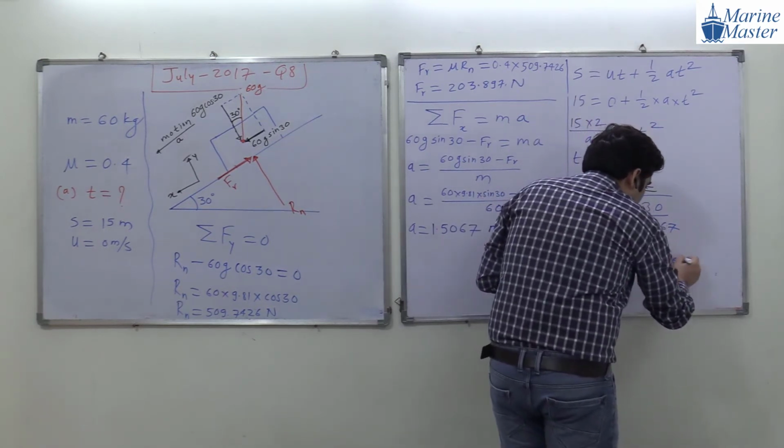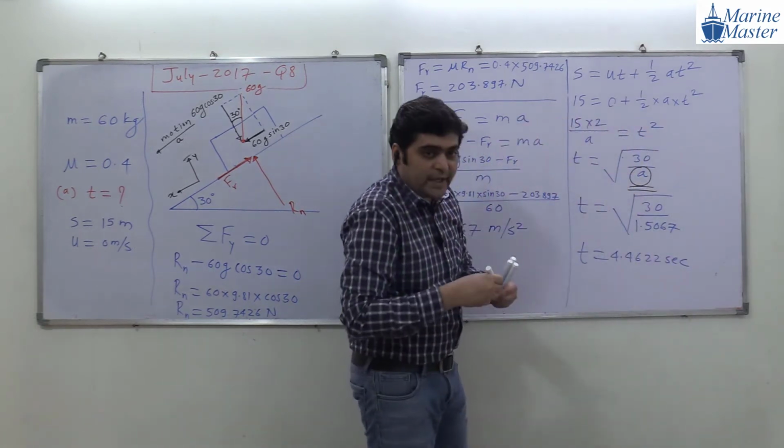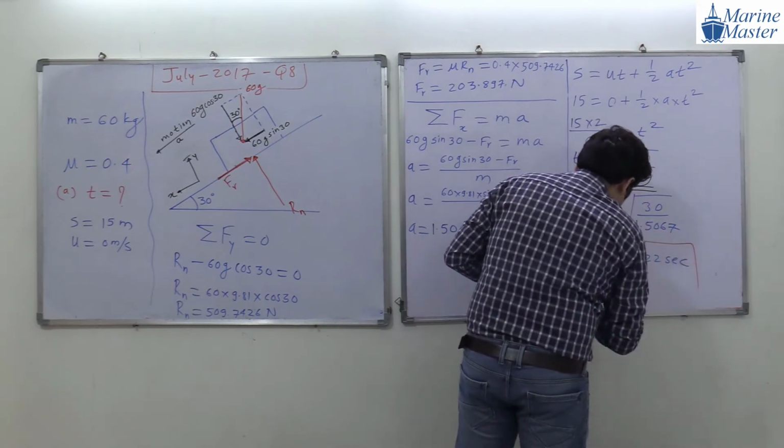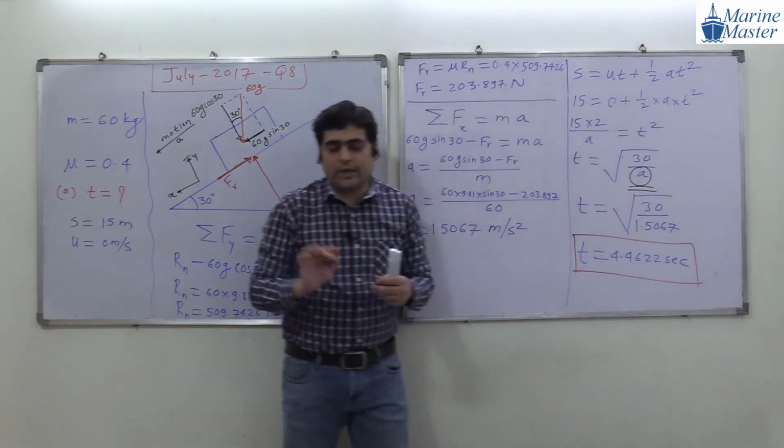.4622 unit second. Okay guys, are you getting my point? Try to see the scenario here. So in this way we got the time. What we got, guys? Time.